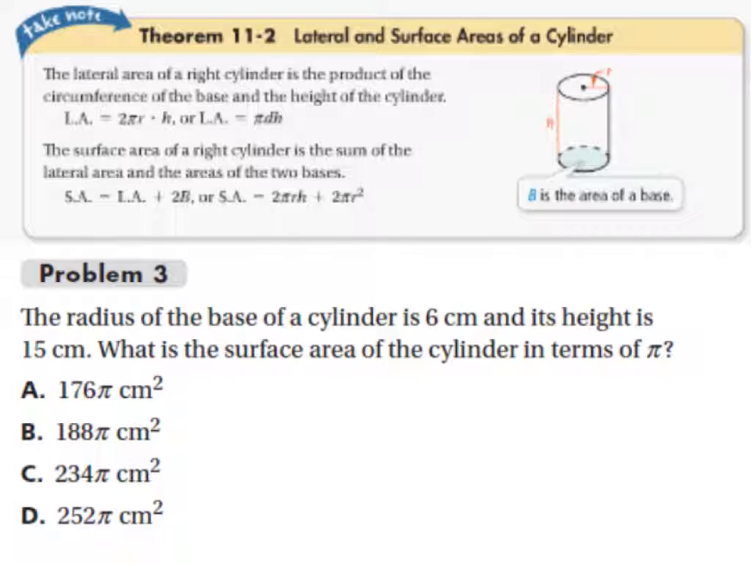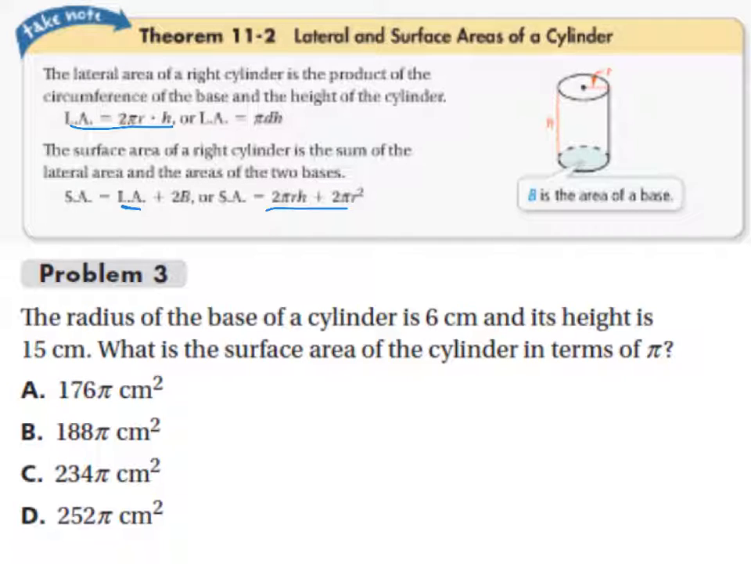So this formula will not change. It's still the perimeter of our base times the height. We just have a circle as our base. And then to find the surface area, we still take the lateral area plus 2 times the area of the base. So the way that looks with circles is we're going to have 2 pi rh plus 2 pi r squared.